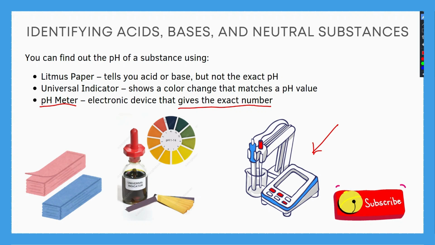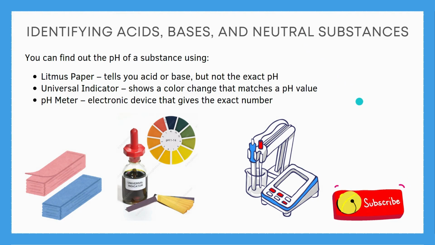So what you do is to take this electronic rod, we call it an electrode in chemistry. You take this electronic rod and you place it in the substance that you want to test. And then over here on the screen, the exact number of the pH value will be revealed. So that's how those three indicators work to show you if a substance is an acid or a base.